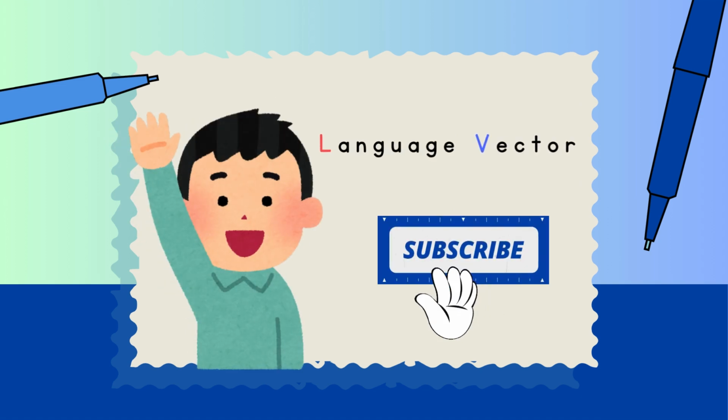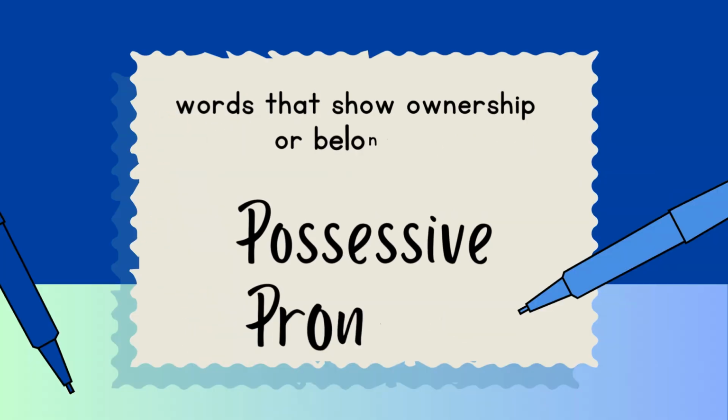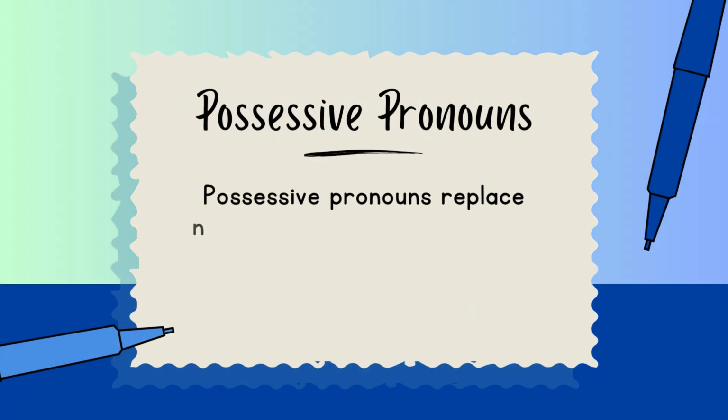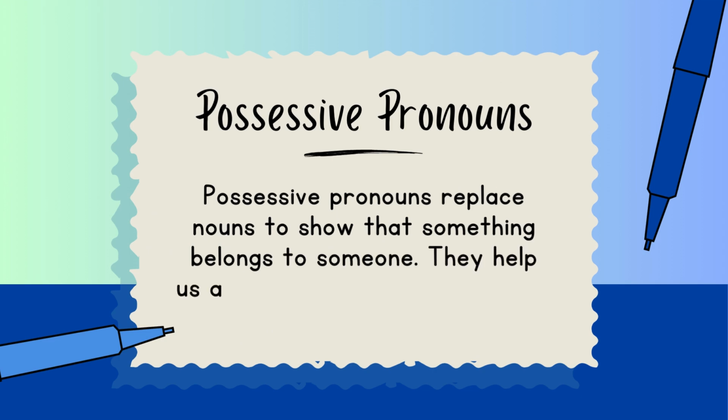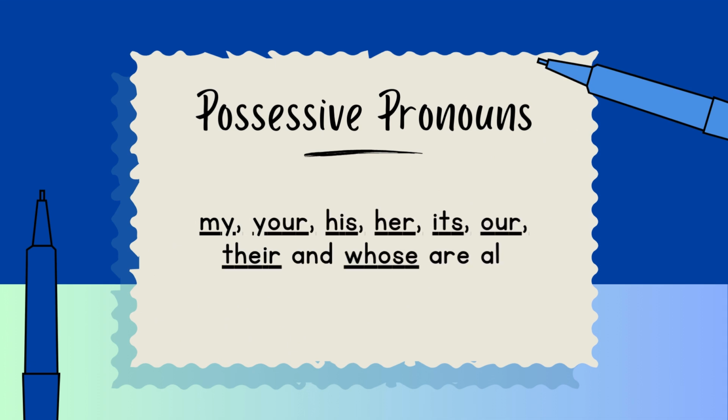Welcome to LanguageVector. In today's lesson, we'll dive into possessive pronouns, words that show ownership or belonging. Possessive pronouns replace nouns to show that something belongs to someone. They help us avoid repeating the noun over and over. My, your, his, her, its, our, their, and whose are all possessive pronouns.